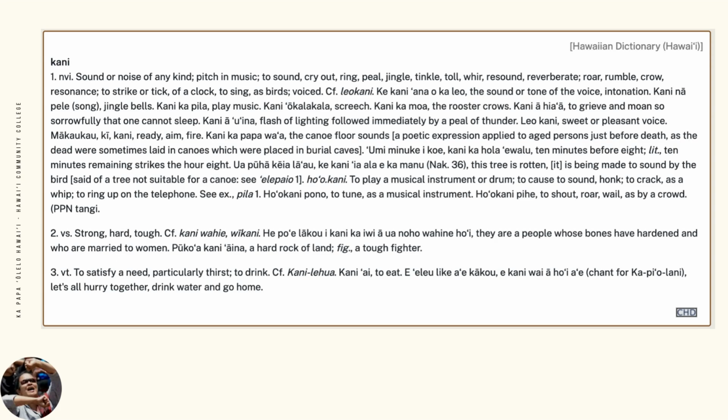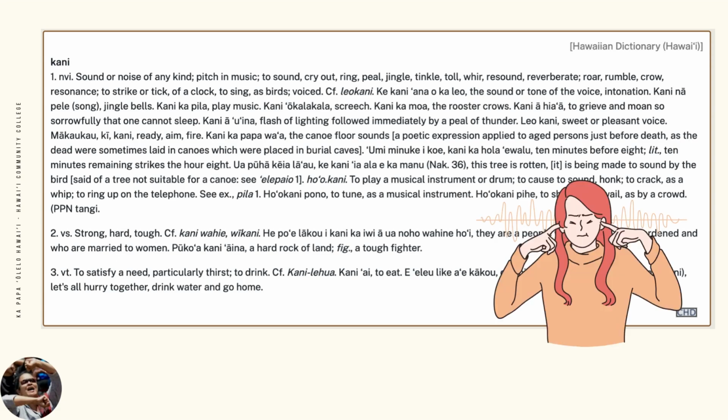If you ever need help deciding on what a word is, you can always look in our Hawaiian dictionary. Let's look at the entries for kani. In the first entry, kani is defined as a sound and to cry out, to name a few of the definitions. We can also see the abbreviation NVI. N refers to noun. A sound or noise of any kind is a kikino. VI refers to intransitive verb. To cry out is a hehele.